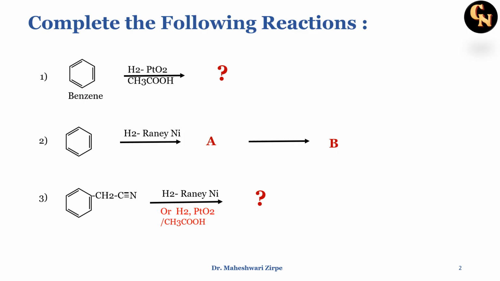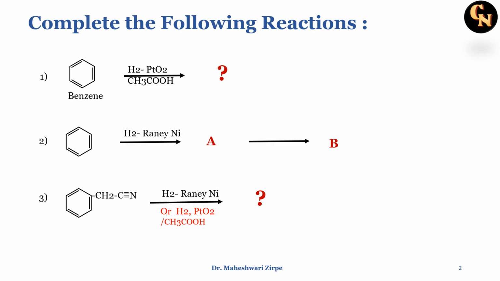So let us start with today's topic. Such questions are asked in the exams: complete the following reactions. As you can see on the screen, there are three reactions given, and some question marks, or A, B, are written here. That indicates that we have to write the products.